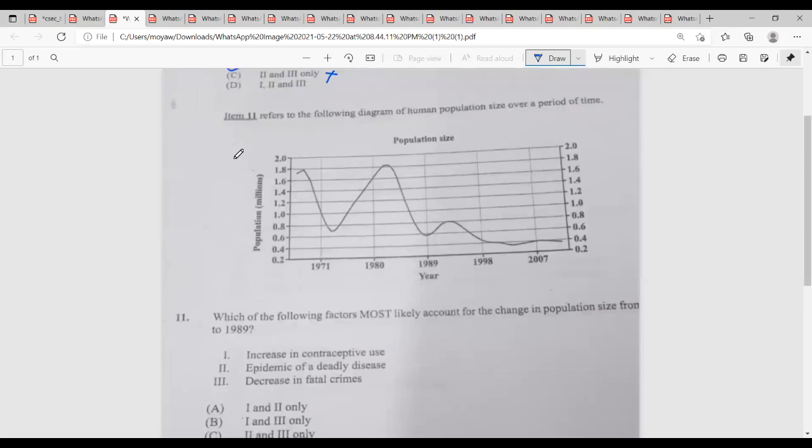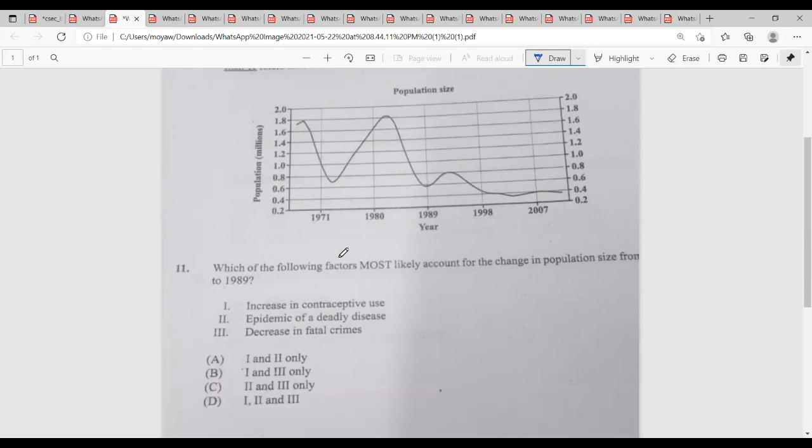Question 11. Item 11 refers to the following diagram of human population size over a period of time. So as usual, move to the question. Which of the following factors most likely account for the change in population size from, this is a repeat question, so it usually states from 1980 to 1989. Sorry about the cutoff. So the best option would have been to look now at the graph because it's from 1980 to 1989. So from this year to this year.